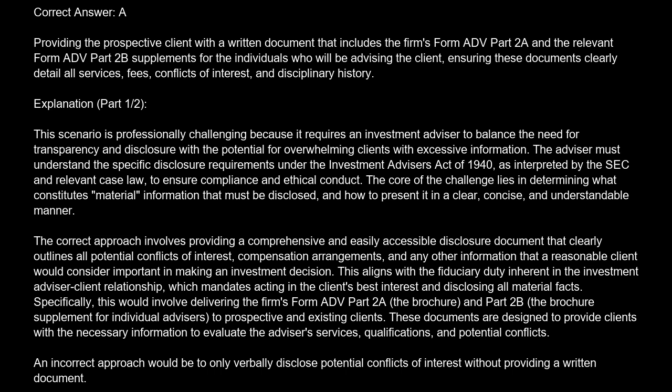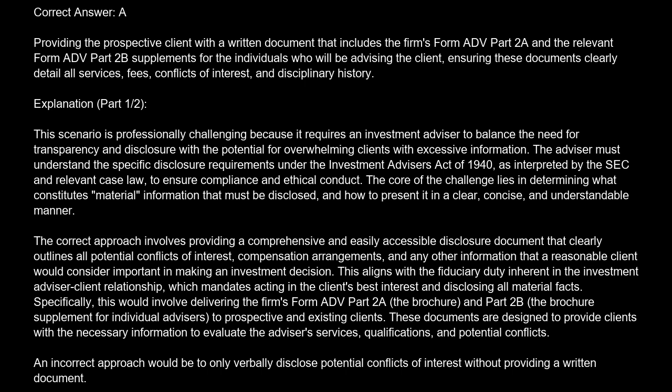The correct approach involves providing a comprehensive and easily accessible disclosure document that clearly outlines all potential conflicts of interest, compensation arrangements, and any other information that a reasonable client would consider important in making an investment decision. This aligns with the fiduciary duty inherent in the investment advisor-client relationship, which mandates acting in the client's best interest and disclosing all material facts.